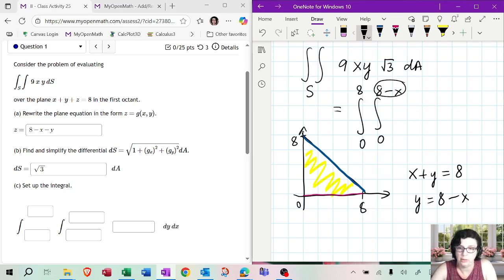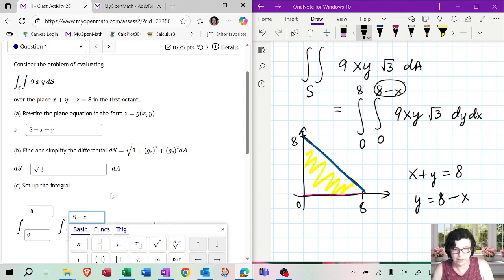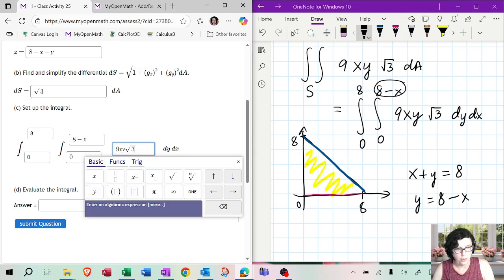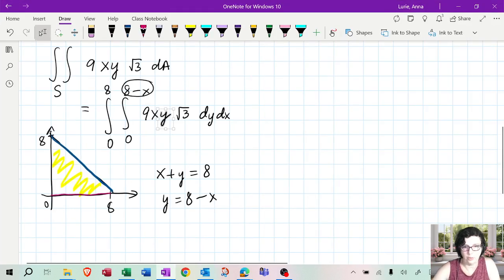Okay, and again, we're integrating 9xy, and let's also include that square root of 3, and now we can say dy dx. Okay, so let's set that up. So this is going to be 0 to 8, and this is going to be 0 to 8 minus x. Okay, so 9xy square root of 3. All right, and then we're going to have to evaluate that. All right, so let's see if we can compute this integral. I don't think it's going to be hard.